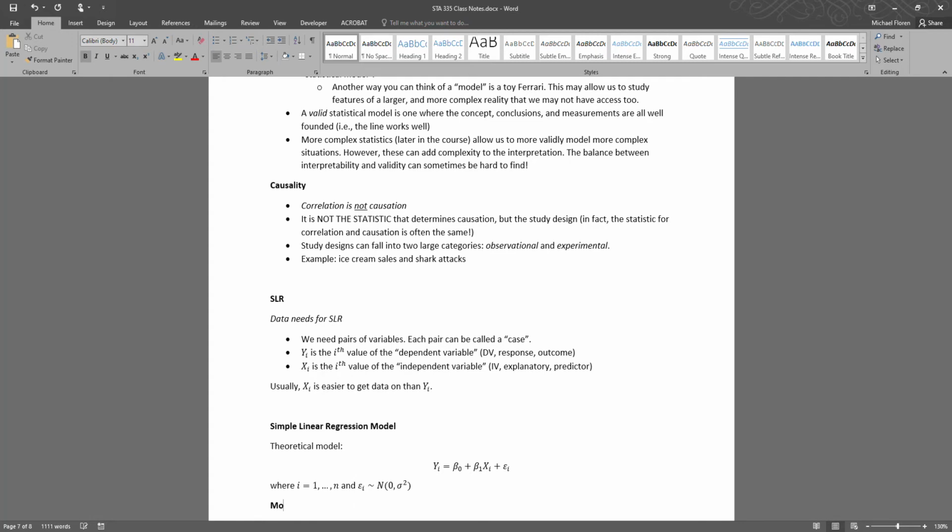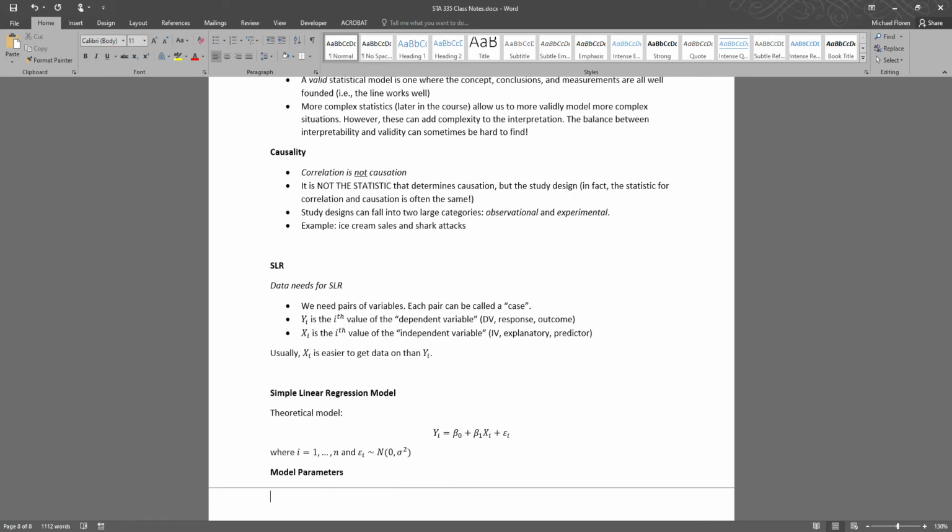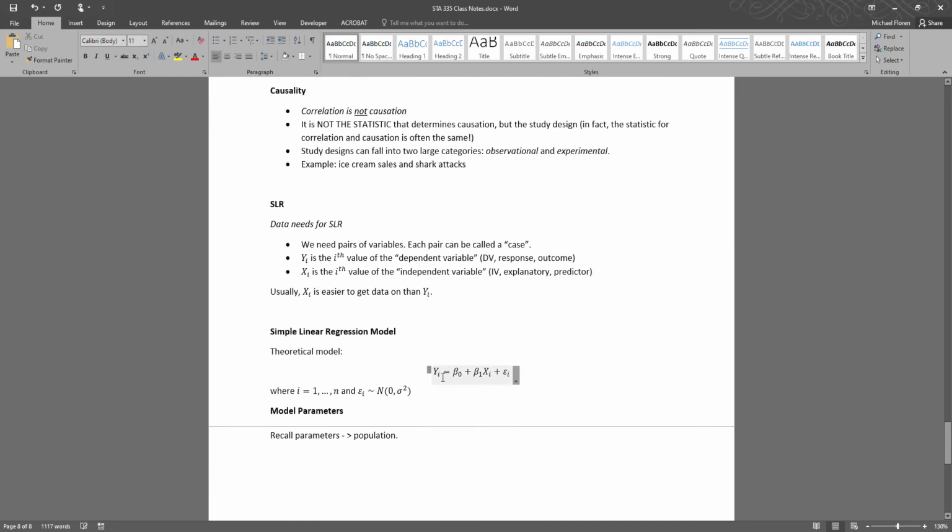Now, the terms in here are called the model parameters. Recall that the parameters are from the population. So when we're talking about parameters, we're speaking about the population. This model is for the population in the same way that mu represents the population mean. Now if you recall, we don't always have population parameters, so we use data to estimate these different values.